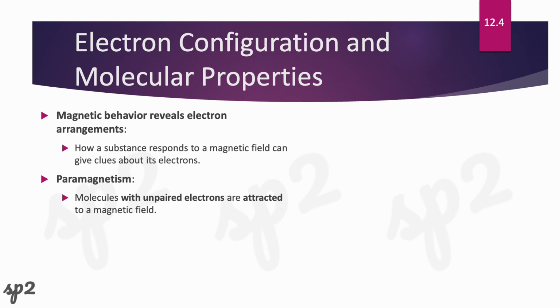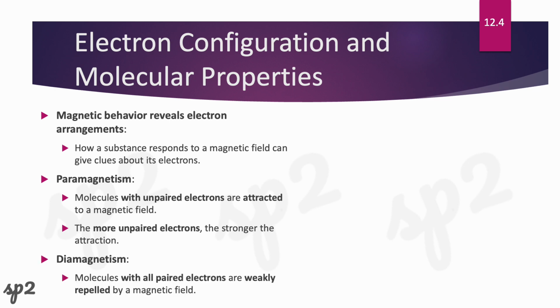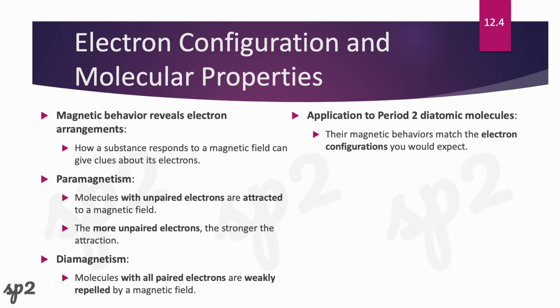If I have paramagnetism, that means molecules with unpaired electrons are attracted to the magnetic field. The more unpaired electrons, the stronger the interaction is going to be. Diamagnetism is pretty much the opposite. Molecules with all paired electrons are weakly repelled by a magnetic field.